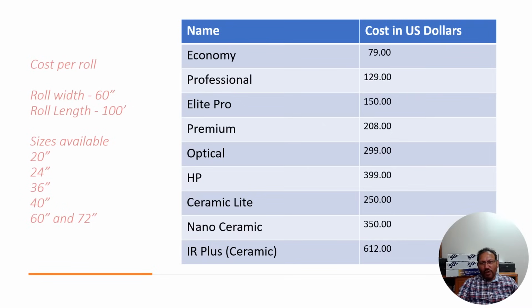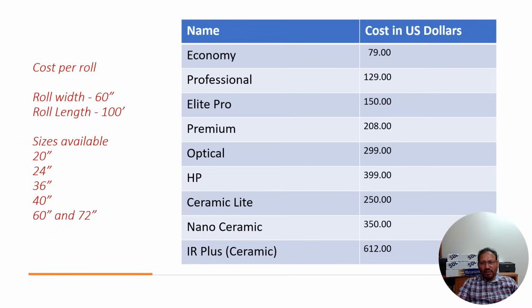After 1 year the cost may change, 2 years the cost may change, but as of today the economy for a 60-inch roll is sold at $79, professional for $129, IR plus ceramic $612, optical, which is one of my best selling tints with a lifetime warranty, is just $299 for a 60-inch. Of course, if $299 is for a 60-inch, the 20-inch roll is going to be less than $100 because it's 1/3. So we can go into different prices, but let's go to the next slide to get more into cost analysis.